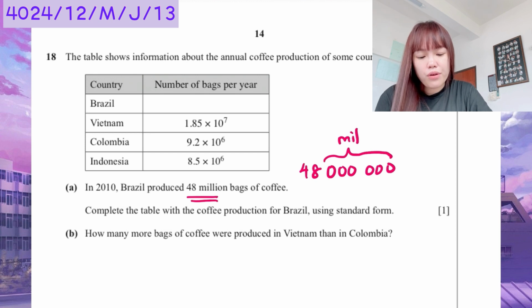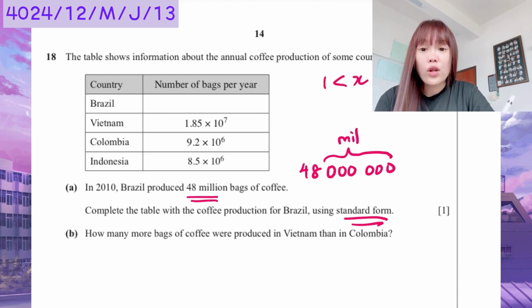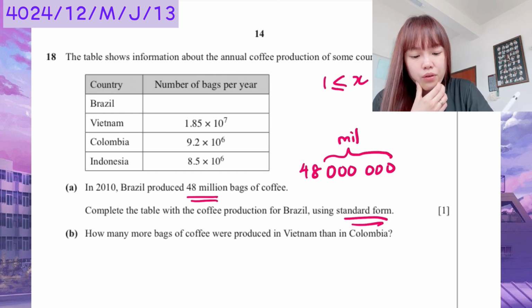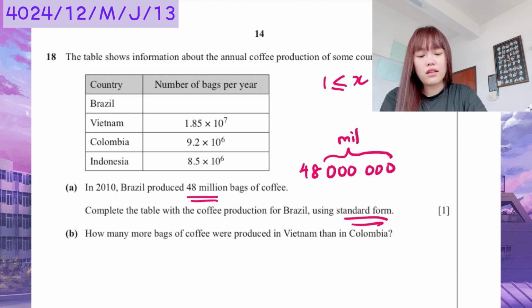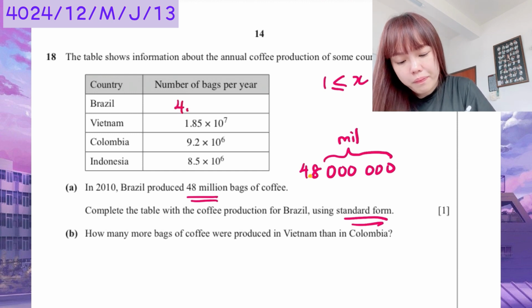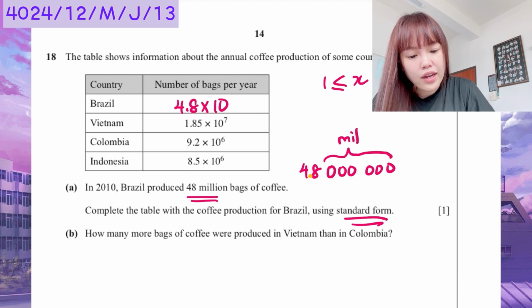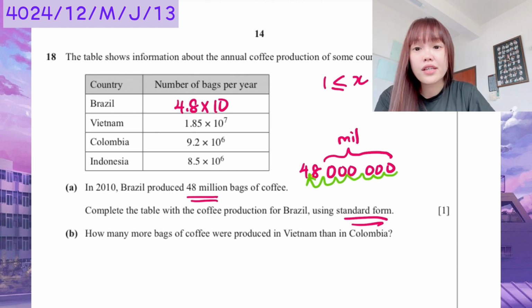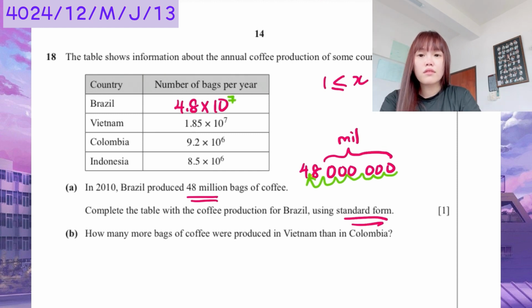Alright, so now we need to put it in standard form. Standard form must be larger than or equal to 1, and must be less than 10. So here the decimal place you need to put is here, 4.8. Cannot be 48. Cannot be 0.48 also. It's not standard form. So it is 4.8 times 10 to the power of, okay, now you count how many zeros here. 1, 2, 3, 4, 5, 6, 7, until the decimal place, it is 7. So power 7. Okay, so that's the answer.